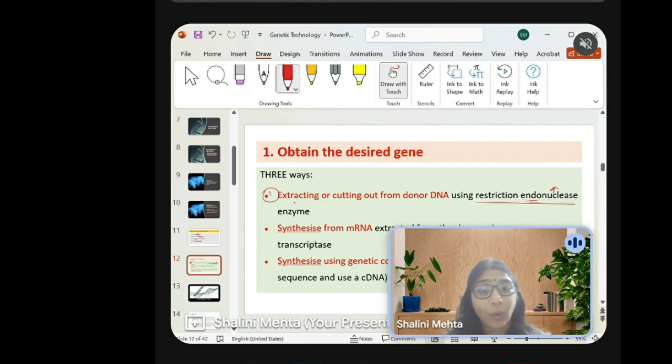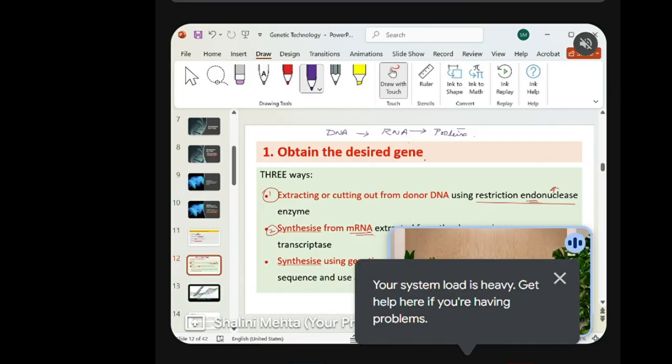Now, the second one. This is one way of obtaining the desired gene, but that is not the only way, remember, right? There can be other ways also. What can be the other ways? For example, I can also obtain the desired gene by synthesizing it from the mRNA, right? Now, we know that information generally flows from DNA to RNA to proteins, right? That's what we call the central dogma of molecular biology. Information flows from DNA to RNA to proteins, right? So how am I going to synthesize from an mRNA a copy of the DNA, right? What am I going to do here?